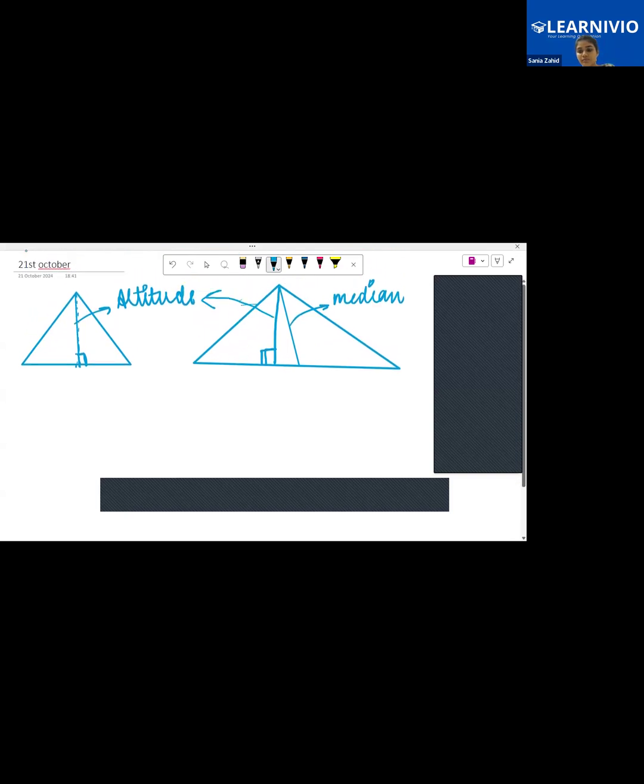Excuse me, ma'am. On altitude, I have a doubt. On the first, on the right side, you wrote the 90-degree sign. Can we also write on the left side, or only on one side? Okay, look here. If I have a straight line and if I draw a 90-degree line, like a perpendicular like this, now this angle is also 90 and this angle is also 90. I have two 90-degree angles. So I can draw both the sides.